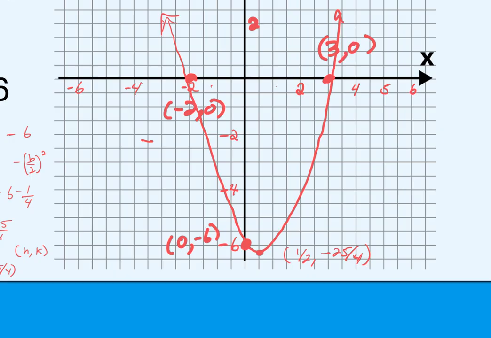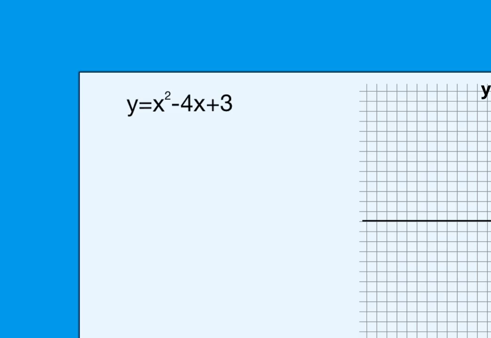Now, if this looks messy, and if you don't understand, I'm going to walk you through what I just did with the next example. Okay, here's the next example. Y equal to x squared minus 4x plus 3. We want to graph this using the three kind of point system.